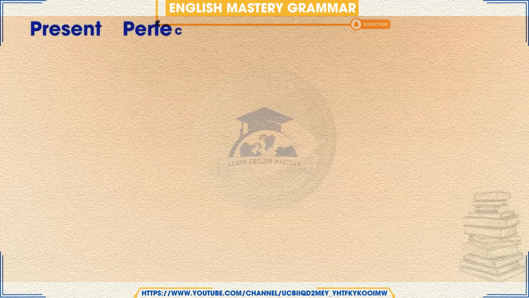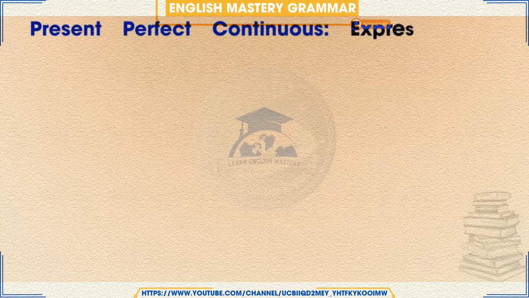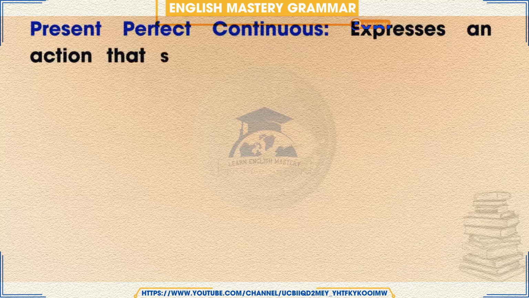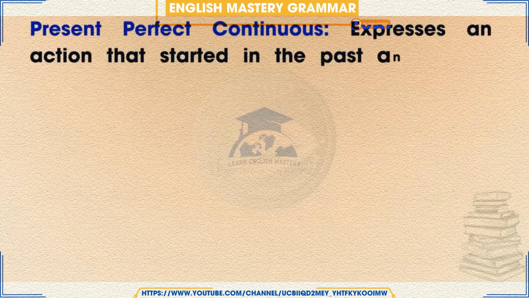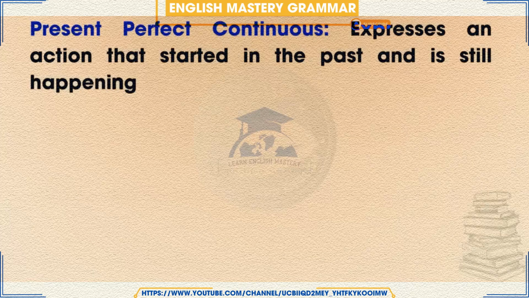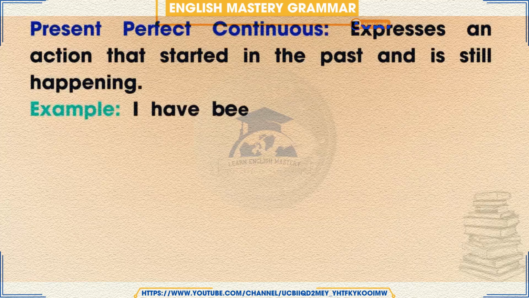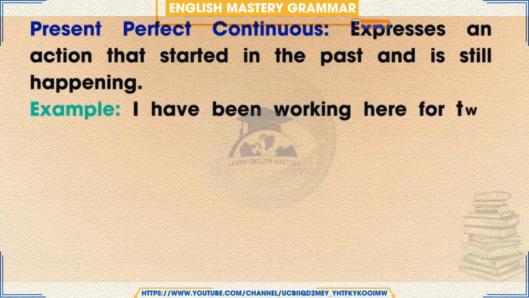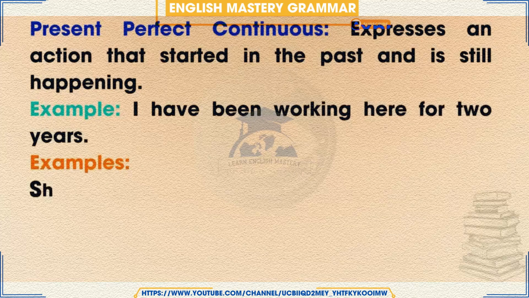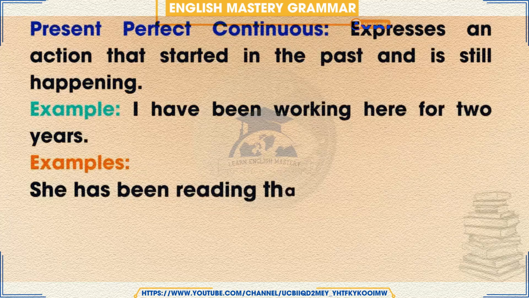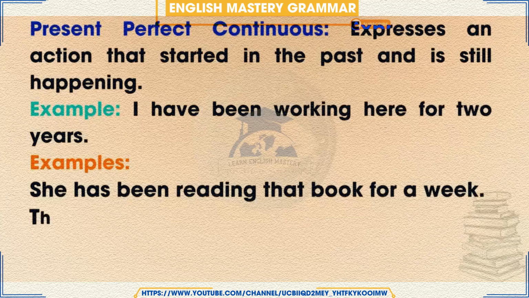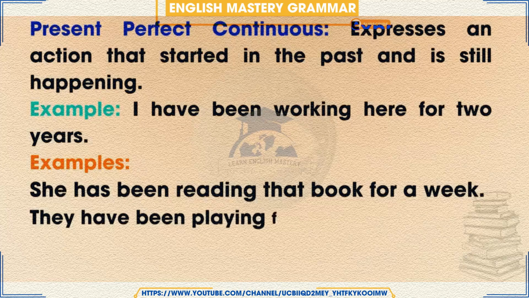Present perfect continuous expresses an action that started in the past and is still happening. Example: I have been working here for 2 years. Examples: She has been reading that book for a week. They have been playing for an hour.